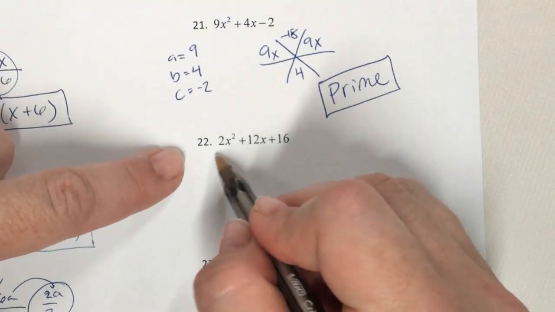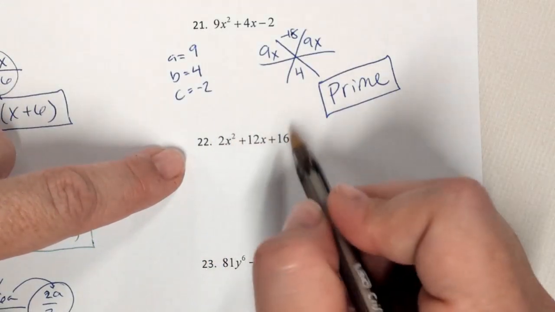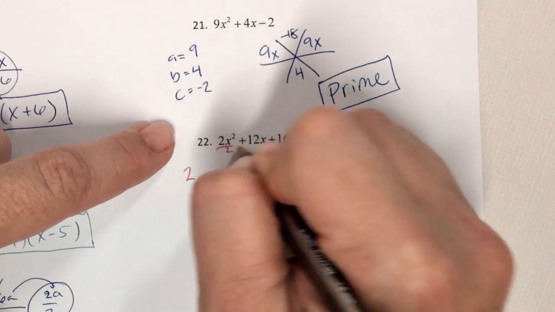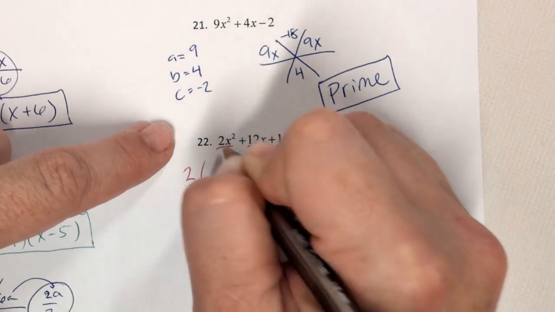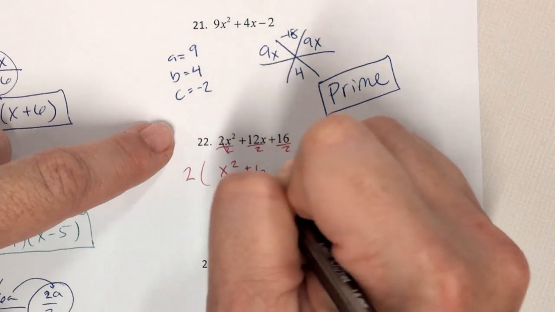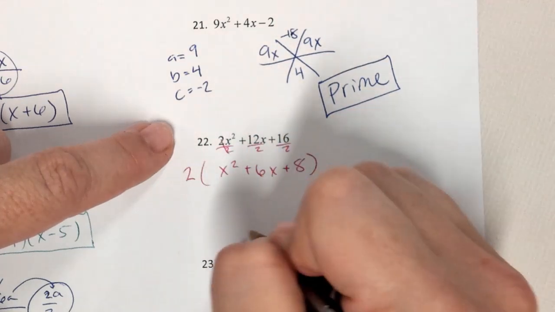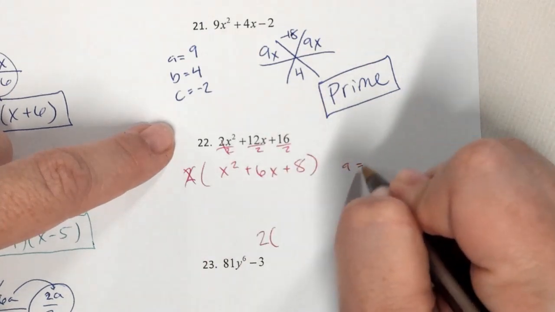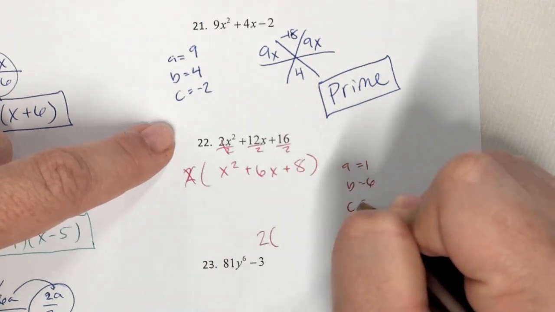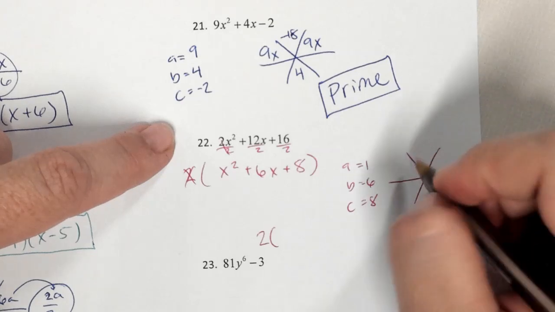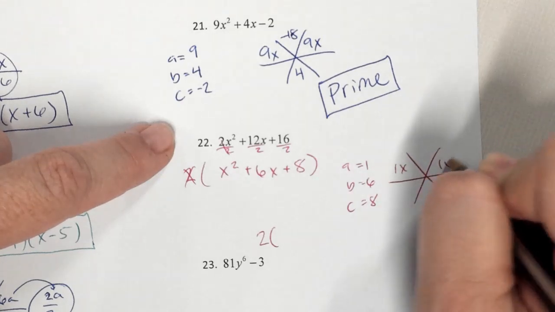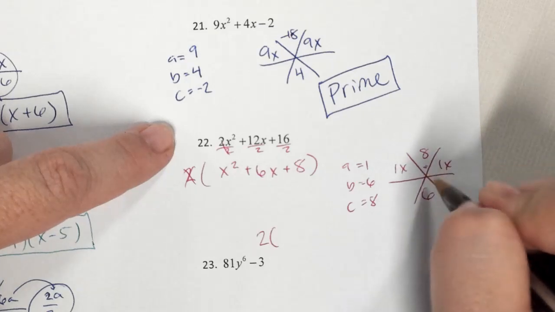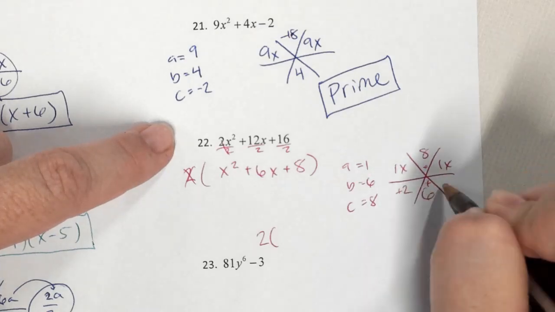Okay, here is a GCF. 2 goes into 12, which goes into 16. So 2 is my GCF. When I divide that out, I'm left with x squared plus 6x plus 8. And I'm going to bring that 2 down to be part of my answer and ignore it. So A is 1, B is 6, C is 8. What multiplies to give me 8 and adds to give me 6 is going to be 2 and 4.